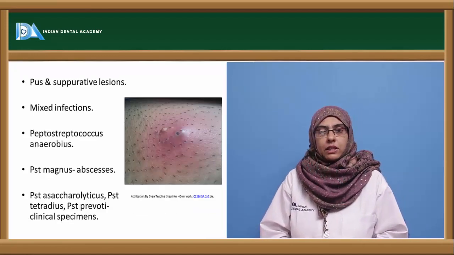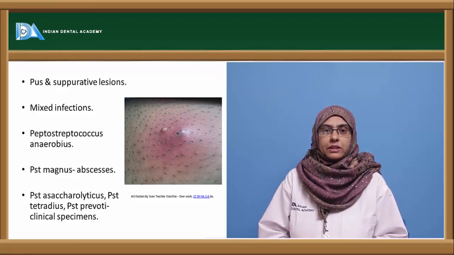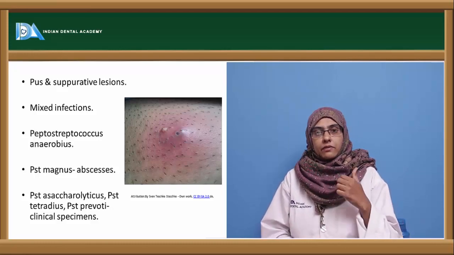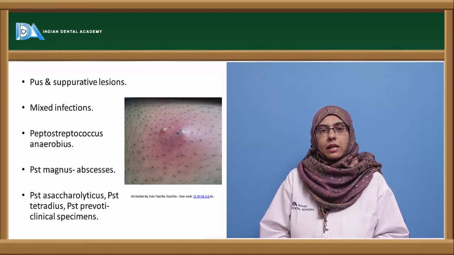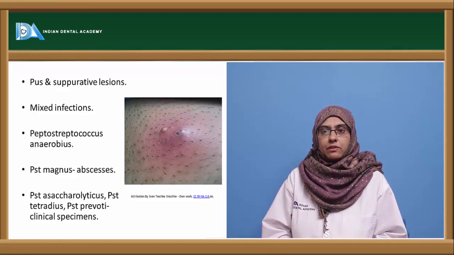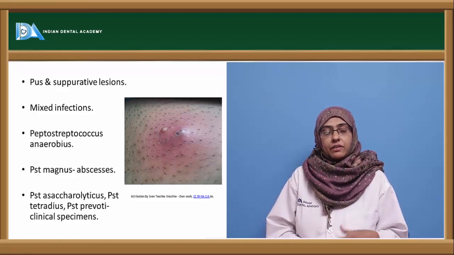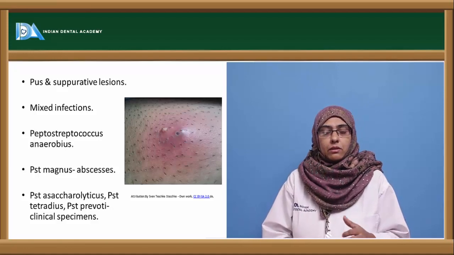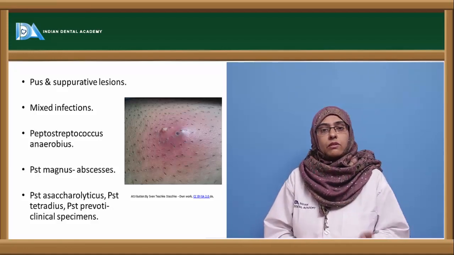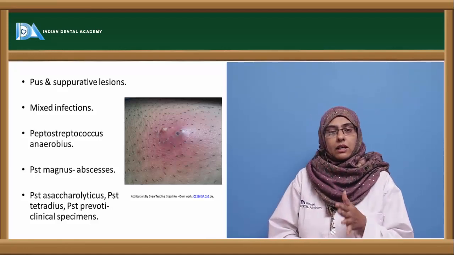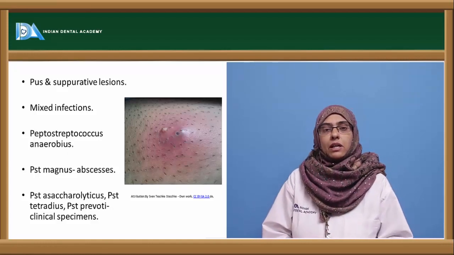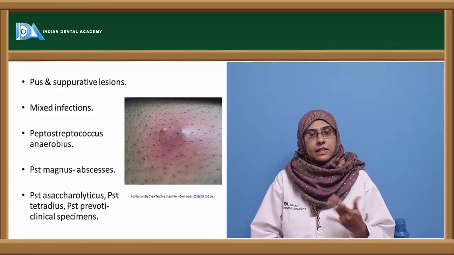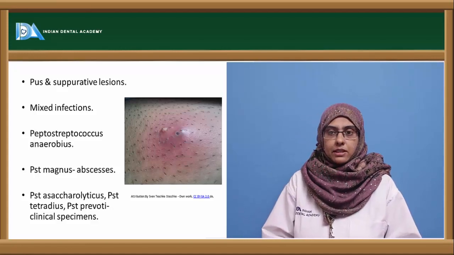This can be demonstrated in suppurative lesions, and we can identify these organisms with the help of gram staining in the pus of the suppurative lesions. Mostly these infections are mixed infections, that is, they do not cause infection alone, but along with clostridia or other anaerobic gram-negative organisms they are able to cause the infection, and hence these are called mixed infections.